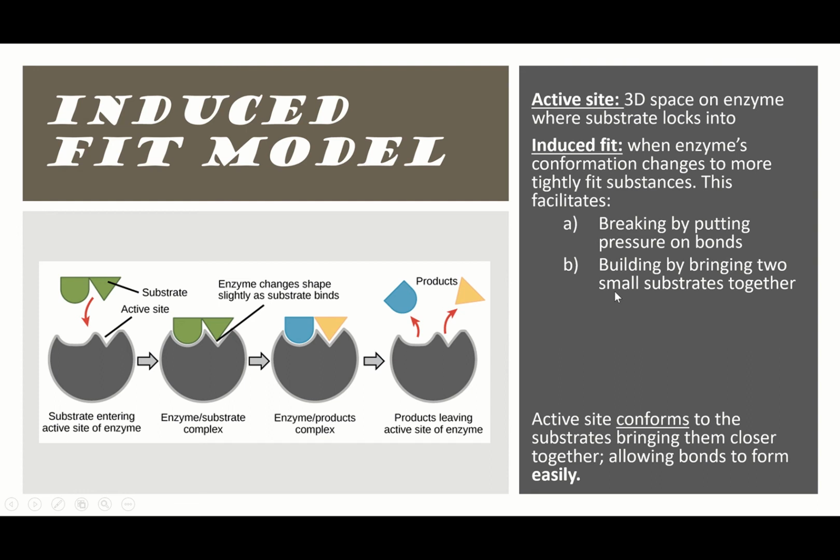And enzymes don't just break things, they can also join things. They can build by bringing two small substrates together. And that is literally the opposite of what you see here. You have two reactants fitting, induced fit, which means the enzyme is conforming its shape to the substrate, and then it comes out as one. Active site conforms to the substrates, bringing them closer together, allowing bonds to form easily. And this is how enzyme lowers the activation energy by making the bonding or the separating easier using less energy.